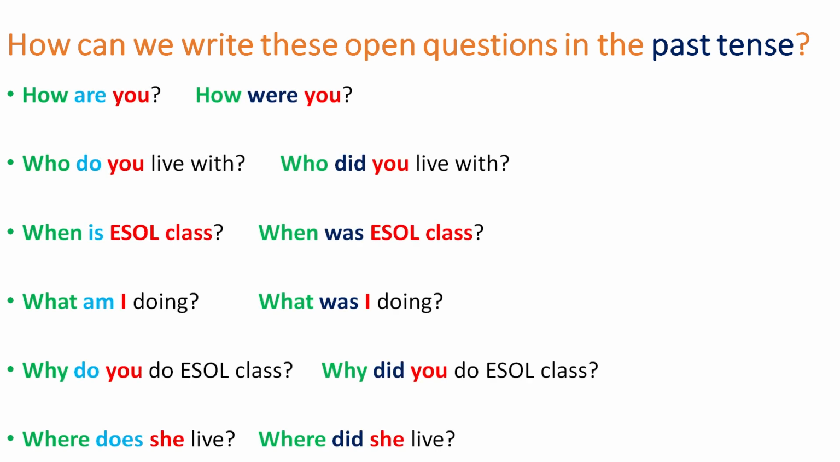So all we do is change the present tense verb in each question to a past tense verb. So how are you becomes how were you. Who do you live with becomes who did you live with. When is ESOL class becomes when was ESOL class. What am I doing becomes what was I doing. Why do you do ESOL class becomes why did you do ESOL class. Where does she live becomes where did she live.